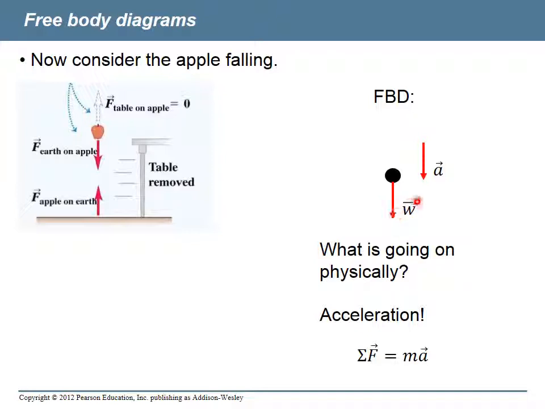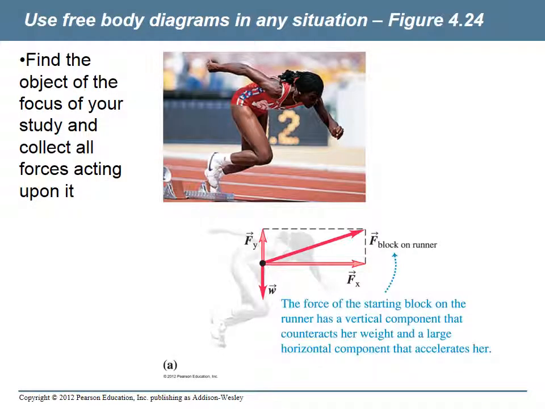And then I simply say, so weight is mg. mg equals ma, because that's mass times acceleration. So if mg equals ma, then it's accelerating at a rate of g, right? So we can say it's accelerating downwards, which makes sense, right? So we can apply free body diagrams to any sort of situation or any sort of scenario here.